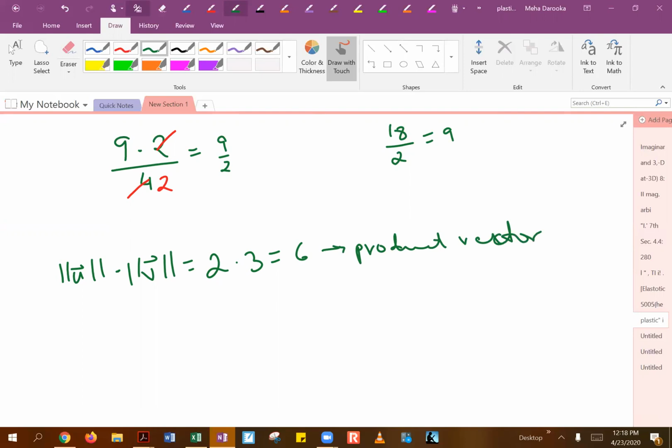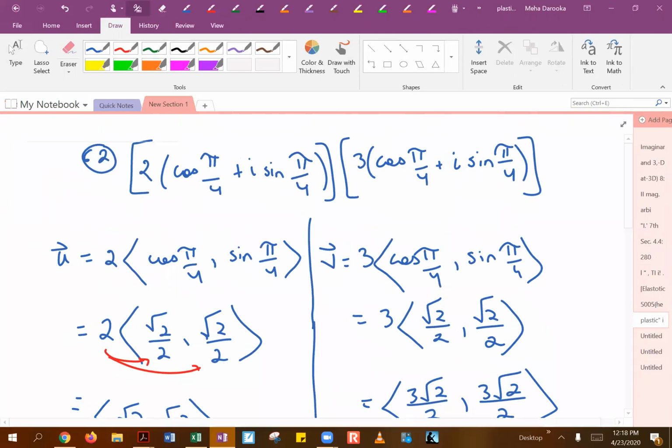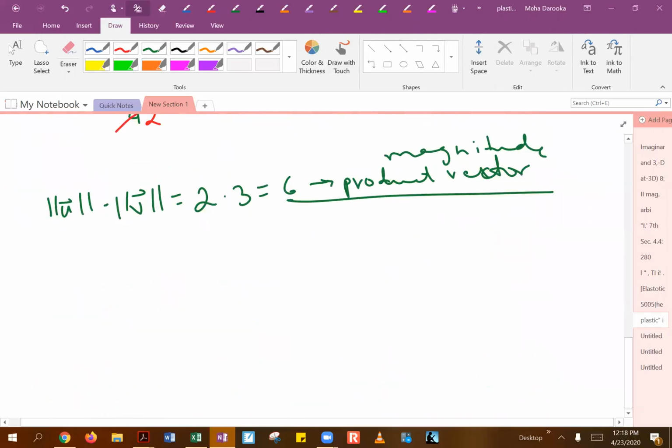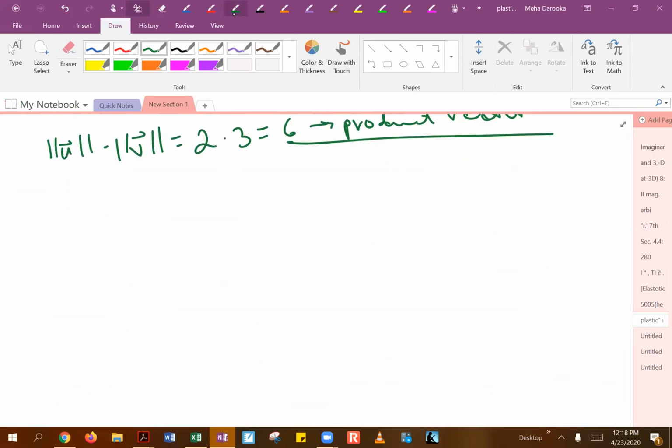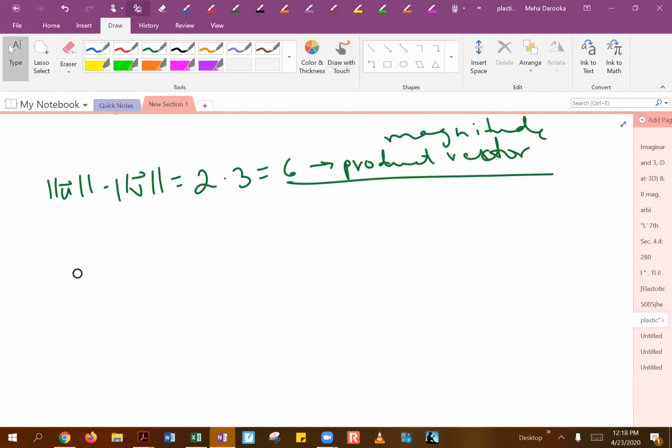Well, this is the magnitude for the product vector. You have to take the 2 original angles, because remember, this is still our product rule. Remember how in product rule, we always end up adding our angles together? So we would still need to do that. In this case, that's going to be pi over 4 plus pi over 4. So by adding the angles together, what do we get? Pi over 4 plus pi over 4.